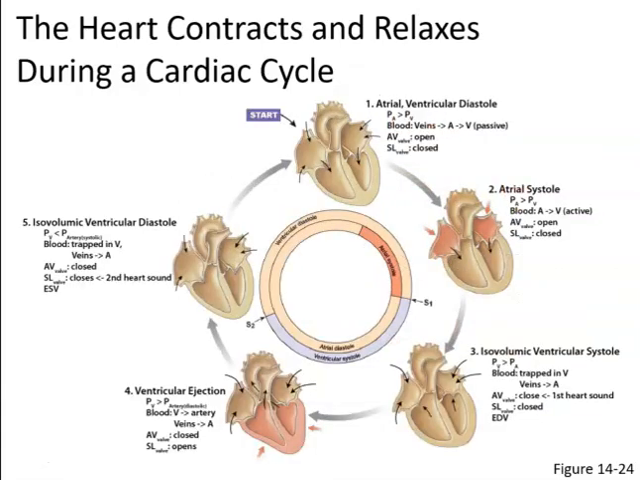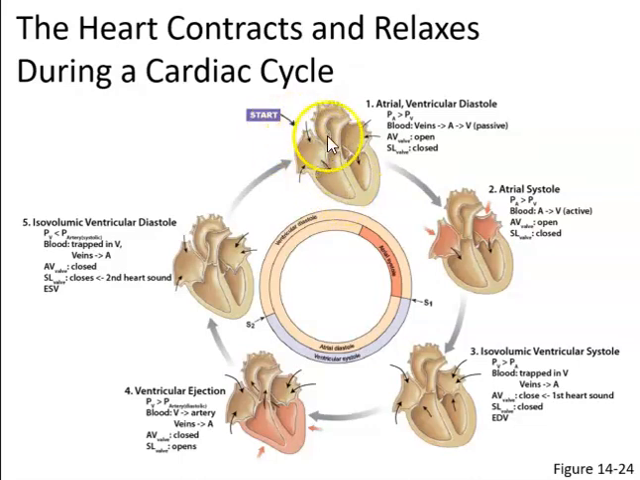This is a slide summarizing the events during the cardiac cycle as the heart contracts and relaxes, starting with phase 1. Phase 1 being atrial and ventricular diastole. Both atria and both ventricles are relaxing and filling at this point, but in the atria, the pressure is greater than the pressure in the ventricles, allowing for blood to flow from a high pressure to a low pressure.